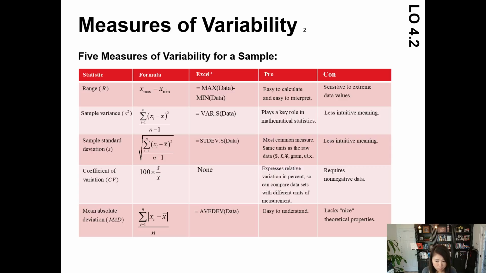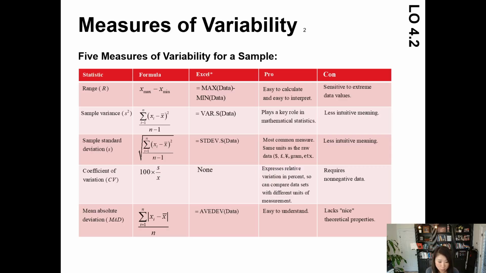However, the coefficient of variation requires non-negative data. You want to make sure all your observations are positive. But as you know, that might not be the case. Sometimes you will get negative values. If that's the case, the coefficient of variation cannot be used.